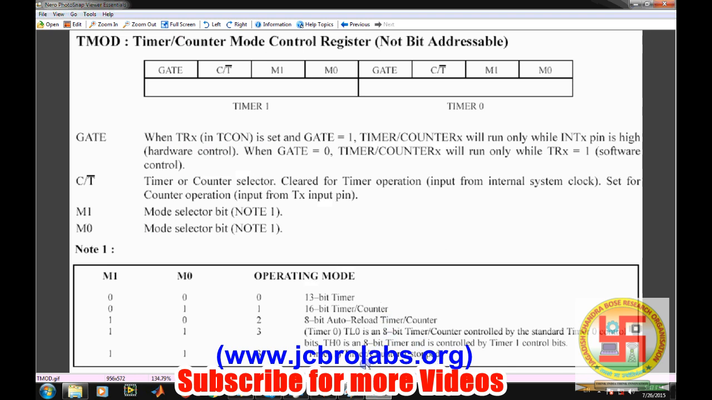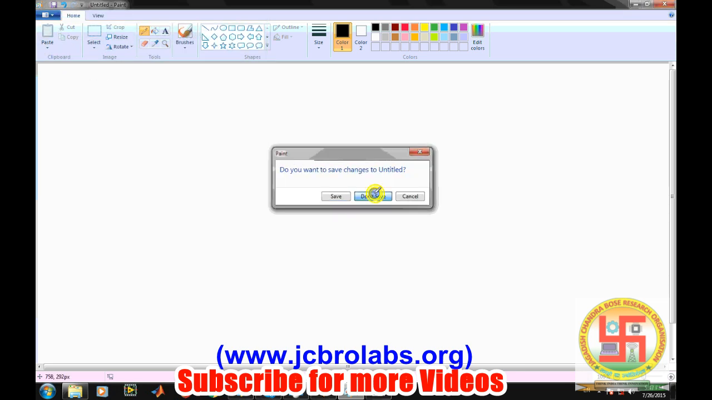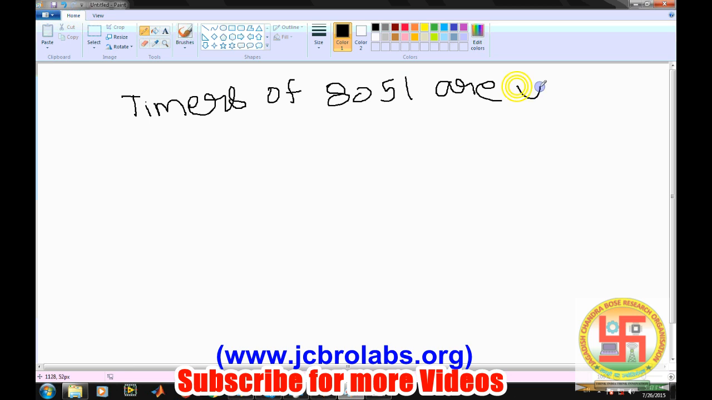So this is the TMOD relation which we need to remember while setting the timer or programming the timer in a specific mode. Now there is another register as well. Okay, before going to that, one piece of information: the timers of 8051 are up timers.